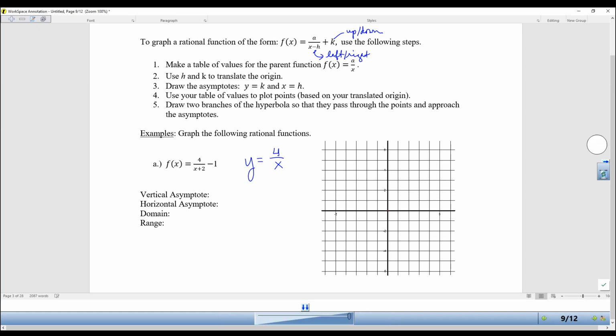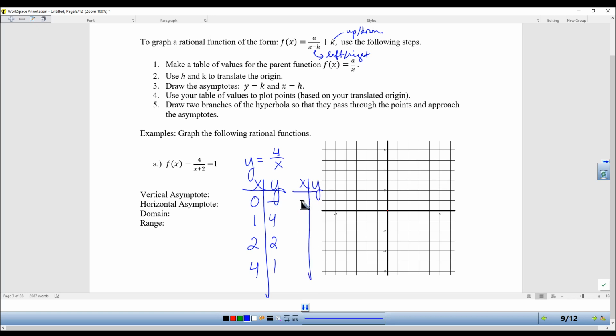So I go ahead and I make my table. Very easy to do, x can't be 0. At 1, it's 4. At 2, it's 2. I'm not going to plug in 3. And then at 4, it's 1. And then continuing that with my negatives: at -1, -4; at -2, -2; and at -4, -1.